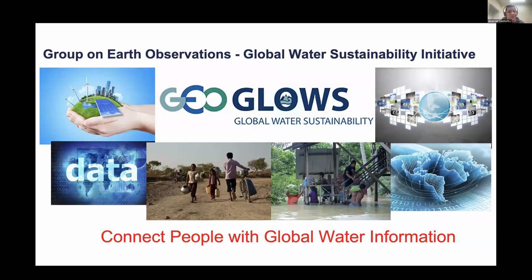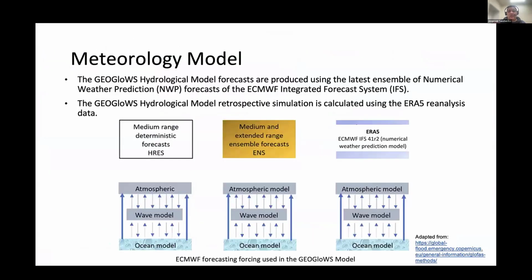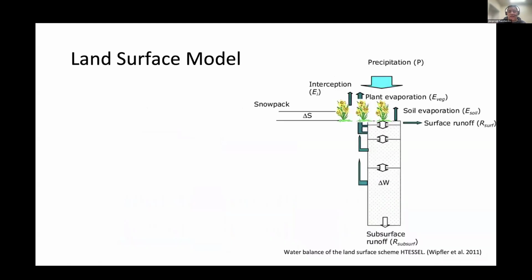And because of that, a global hydrological model was developed. That model uses the numerical weather prediction forecast from the ECMWF Integrated Forecast System, the medium range deterministic forecast, and the medium and extended range ensemble forecast to produce hydrological forecast in every single stream of the model coverage. But also, that model uses the ERA5 reanalysis to produce a retrospective simulation in the same domain of the model.